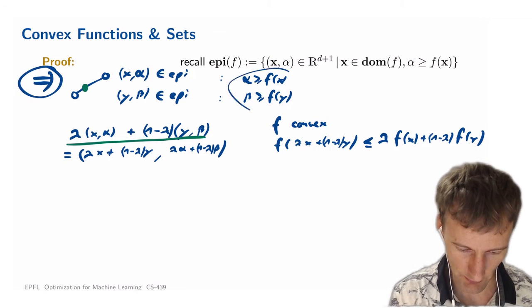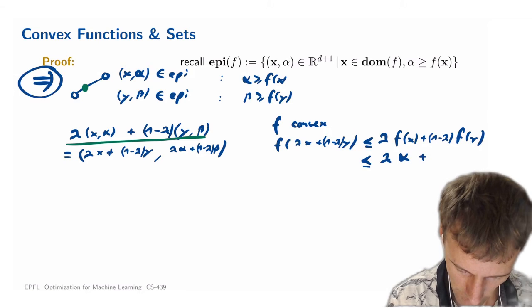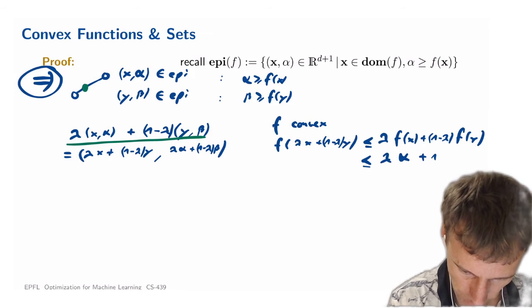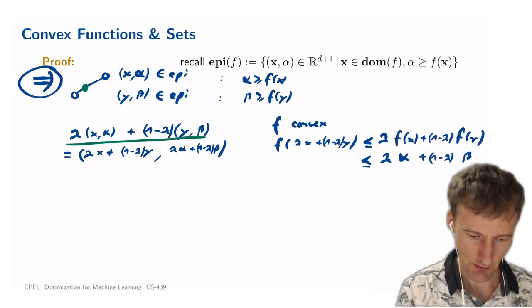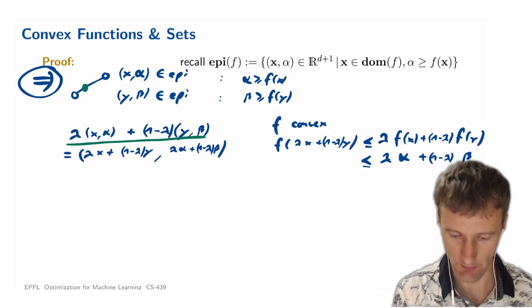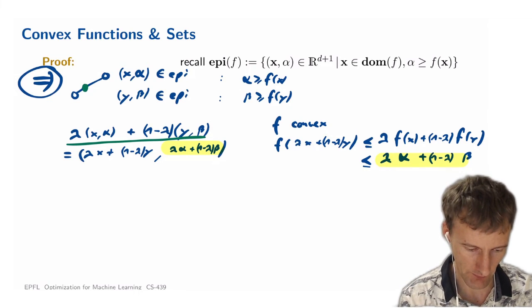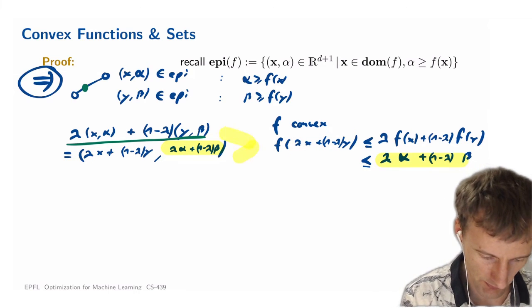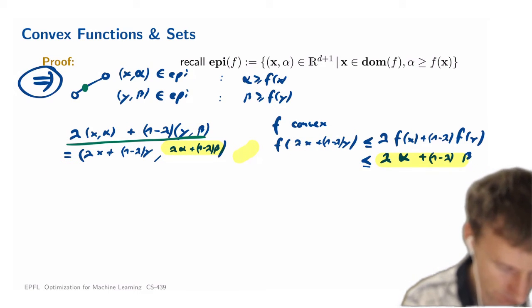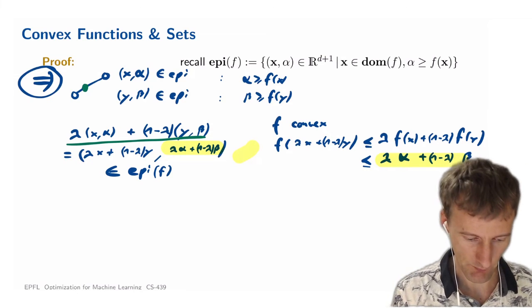But now I also use this for my particular point, so I know that I can write this for alpha and beta. And now I'm done, because now the point I have here happens to be exactly the value here. And what I have shown is that the guy on the left has a function value which is smaller than that. Therefore, my entire data point here is part of the epigraph, and I'm done. So it's an element of the epigraph. So I finish my proof.